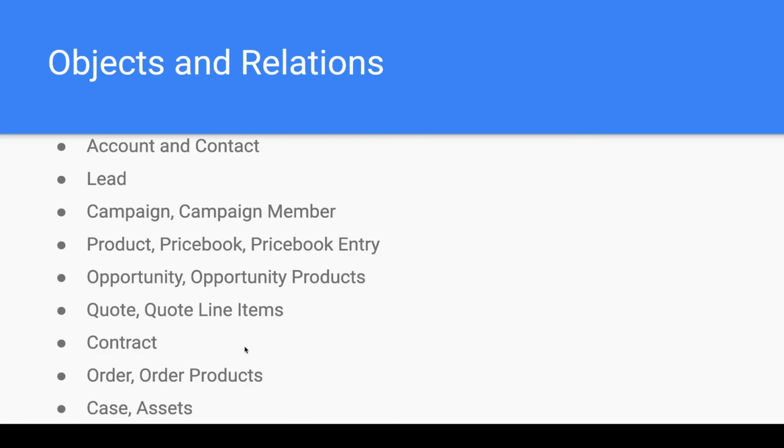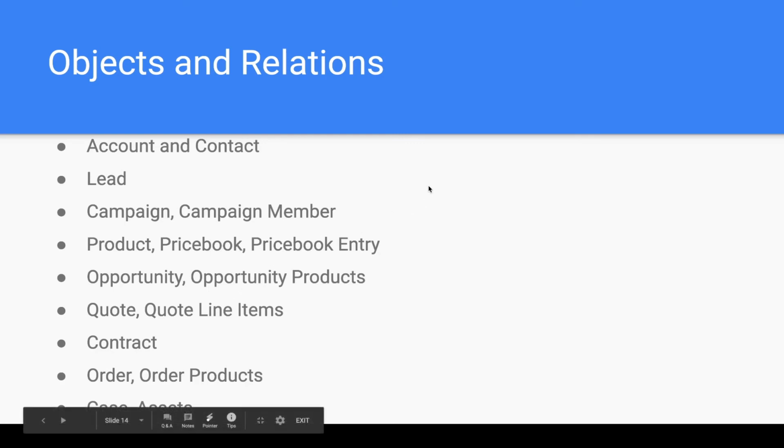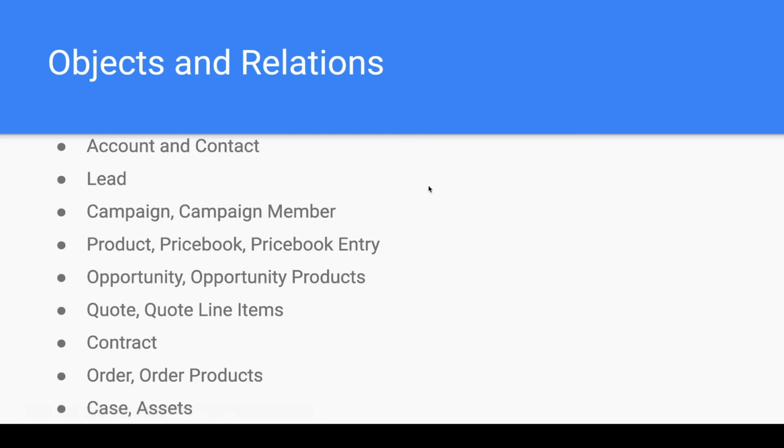Just to iterate once again the list of all objects: account and contacts are used to represent businesses or companies and individuals in those companies. Lead is used to represent a prospective customer to whom we might be able to sell some products. Campaign and campaign members are used for marketing to some leads or contacts that are in your system. For example, going to a trade show and trying to market to some people there or collect some leads there. Usually those things are tracked as campaigns.